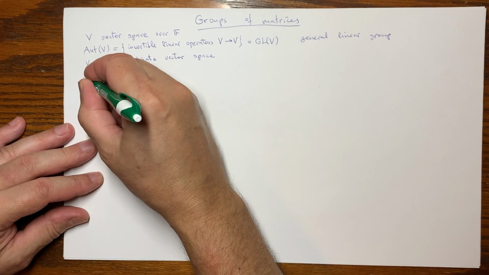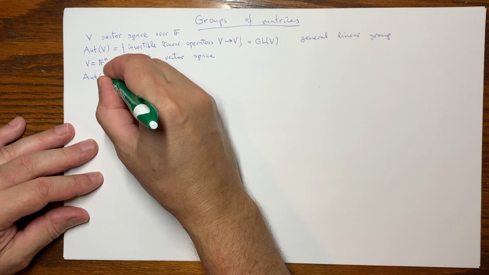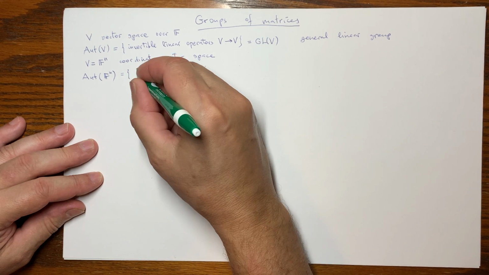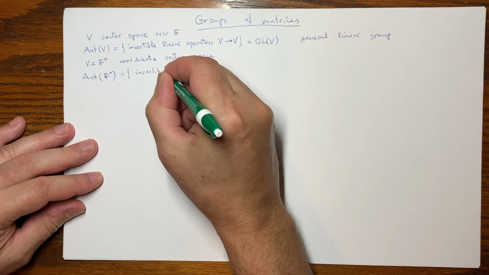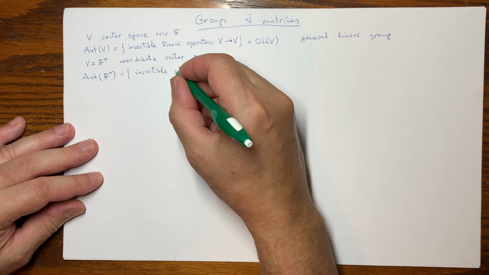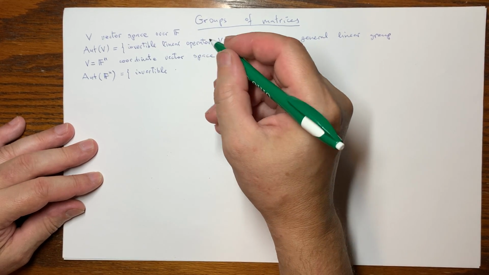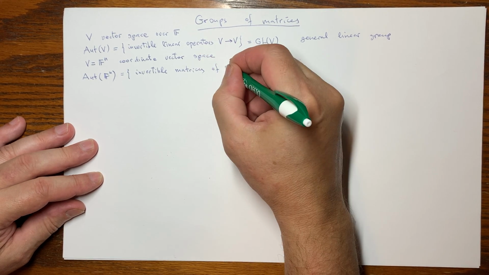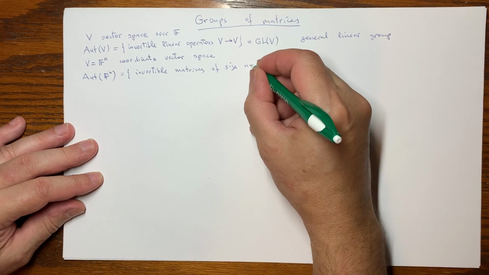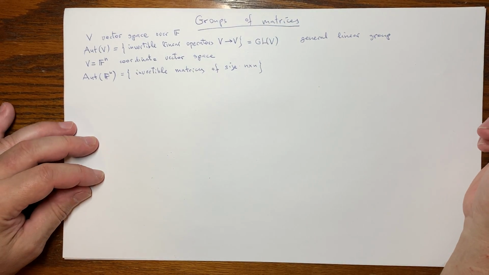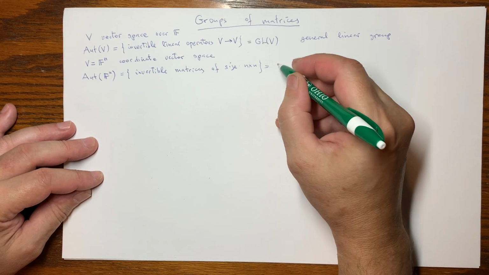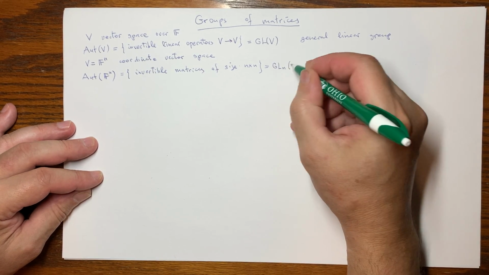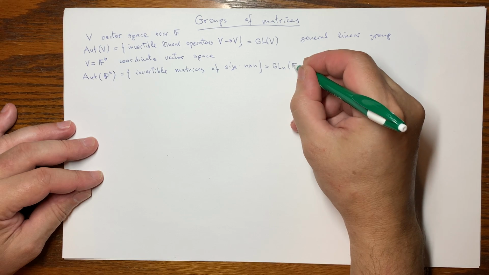So the automorphism group of this finite dimensional coordinate vector space will be just the set of all invertible square matrices of size n. And the notation used for this version of the general linear group will be the general linear group of matrices of size n with coefficients in F.